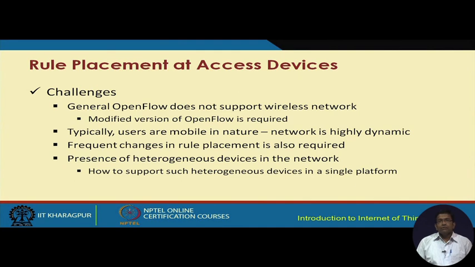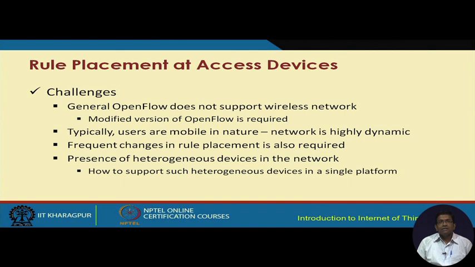So, when we talk about SDN and any SDN based solution, it is about rules, flow rules and rule placement, controller placement and so on. So, let us now look at how rule placement is made at the access devices in these networks. The challenges that have to be addressed are that number one, the general OpenFlow does not support wireless network. So, because it is general OpenFlow, some kind of a modification of the existing OpenFlow is required. Number two, typically the users are mobile in nature and the network is highly dynamic.